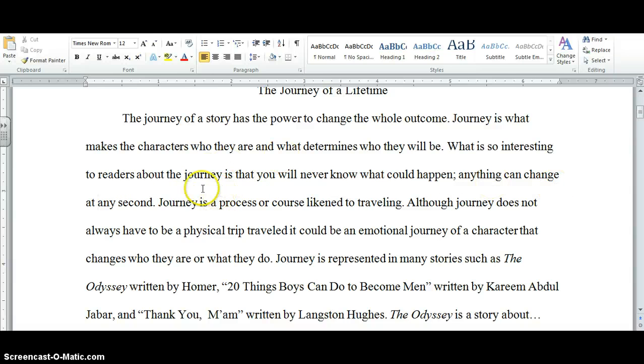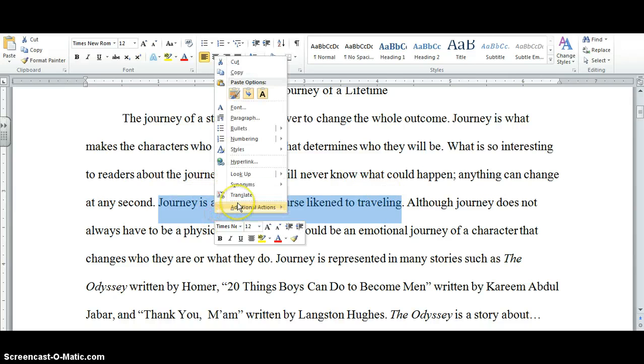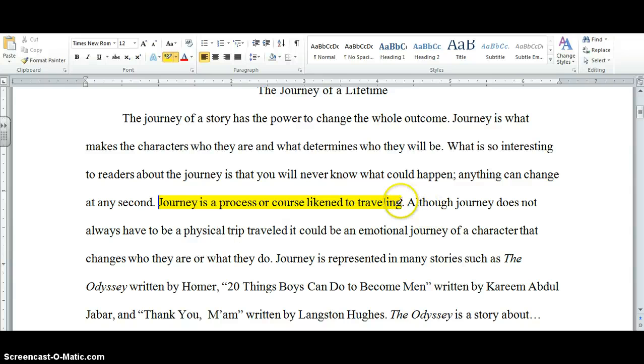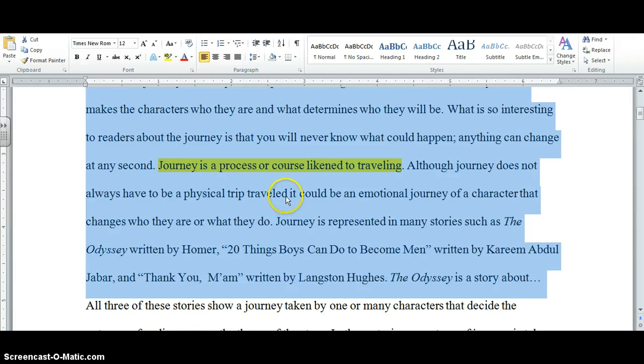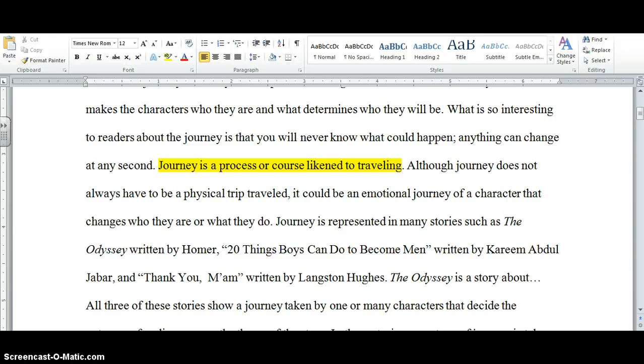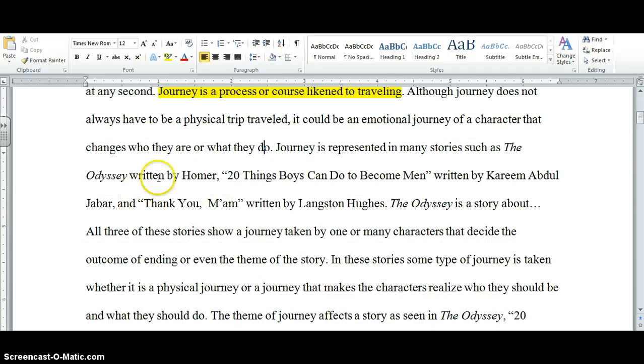Journey is a process or course likened to traveling. Sounds like you got that from someone else. I would like you to change that before you turn it in so that it is your words, nobody else's. Although journey does not always have to be a physical trip traveled, comma. Usually you put a comma where you pause while you're reading. It could be an emotional journey of a character that changes who they are or what they do. Cool. Journey is represented in many stories such as the Odyssey, written by Homer, comma, written by Homer.